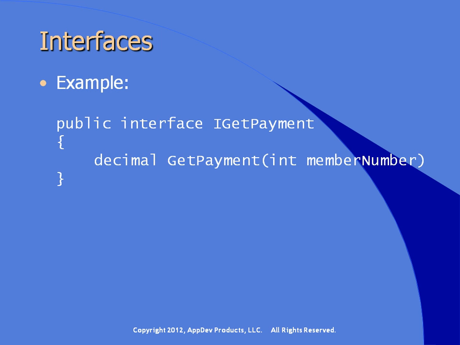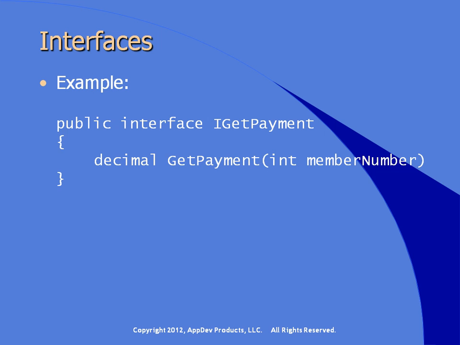And here's an example of a very simple interface. Public interface IGetPayment. The reason for the letter I is by convention and habit over time, most programmers prefix any interface name with a capital I.